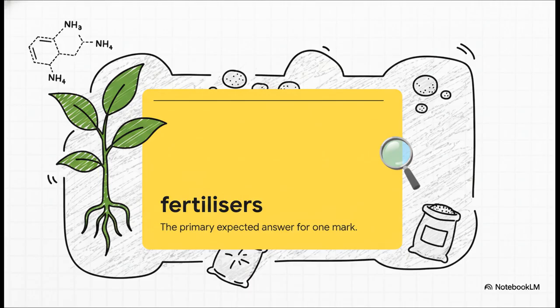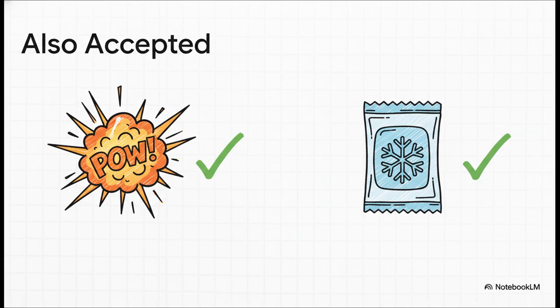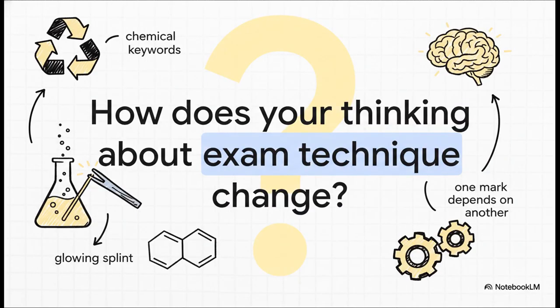No problem at all. But, just like before, there are other correct answers. You would also have been awarded the mark for suggesting explosives or even sports injury packs, as the chemical properties of ammonium nitrate are used in both of those. So there you have it, a complete mark-by-mark breakdown of question 2.